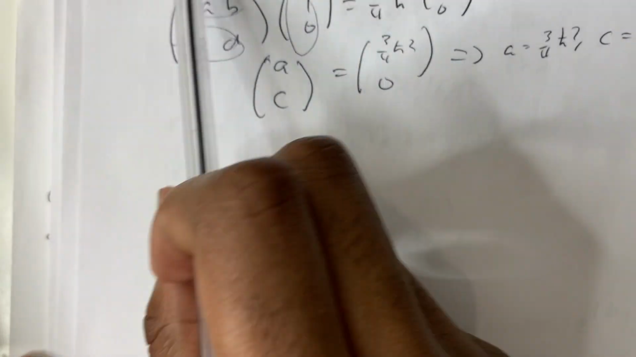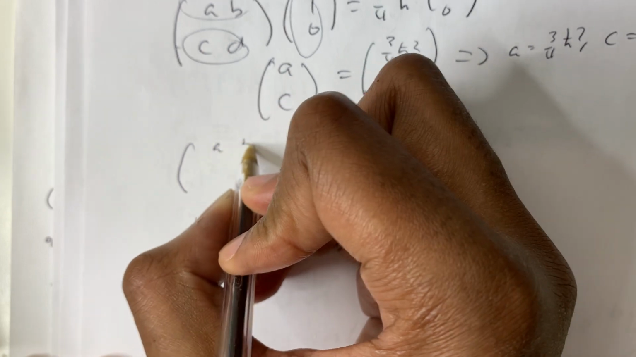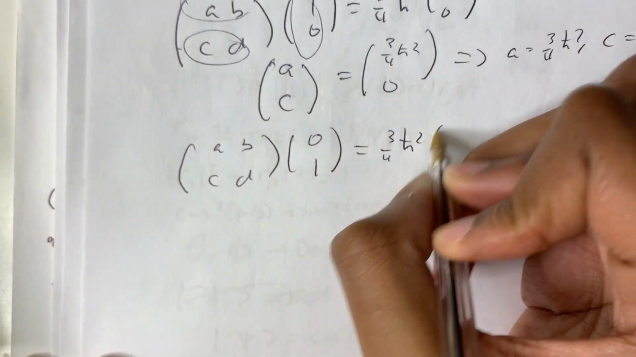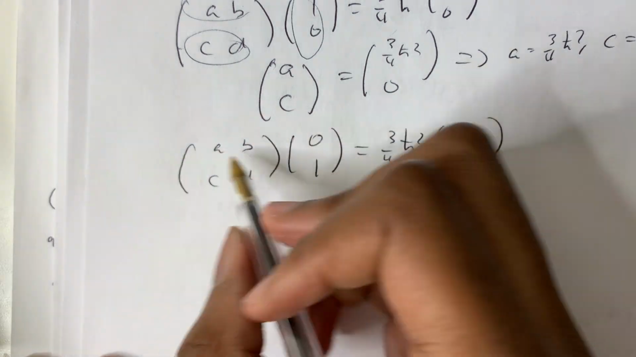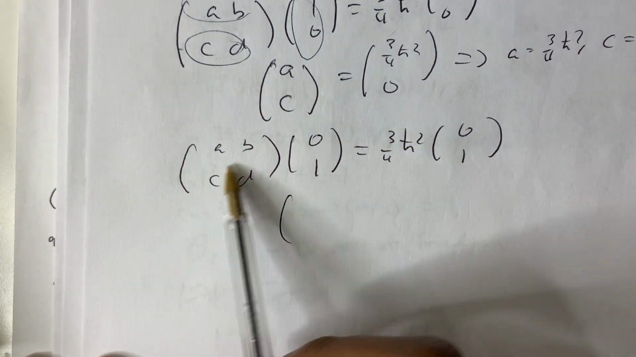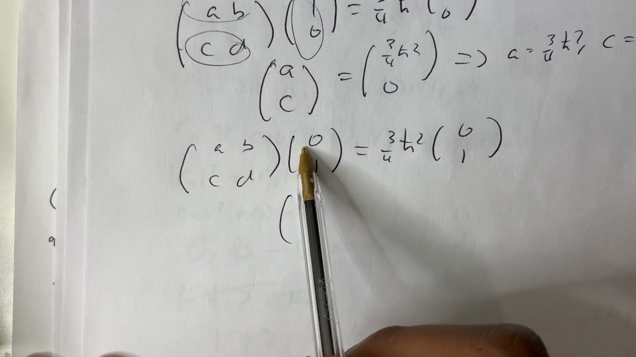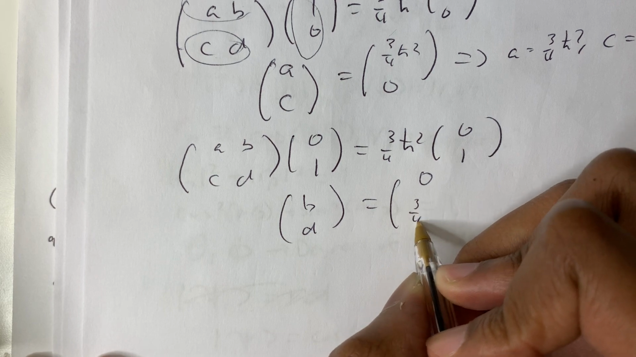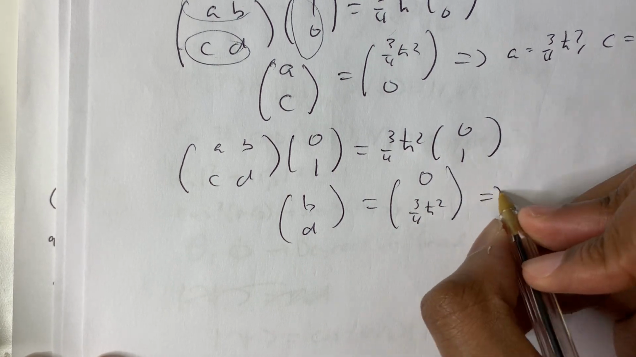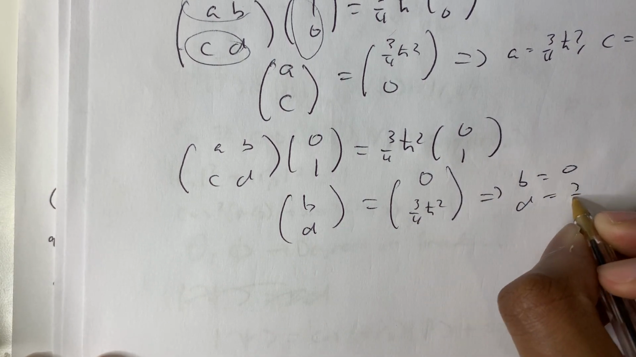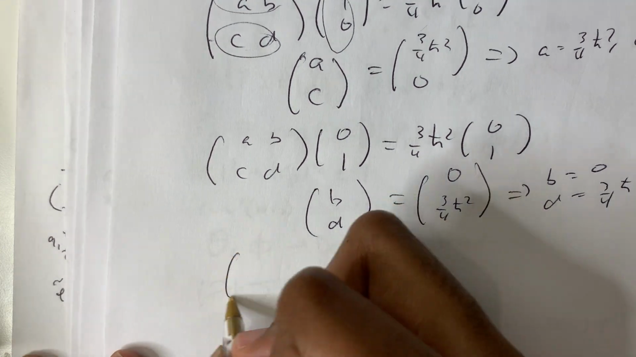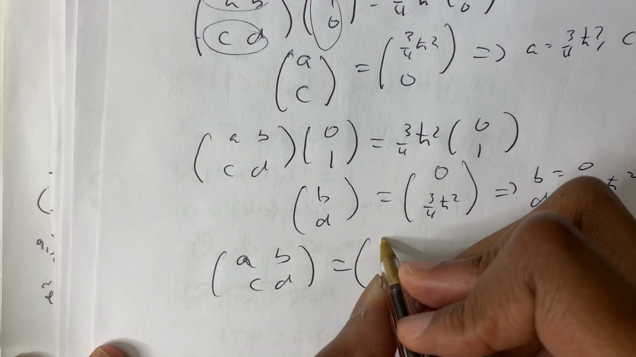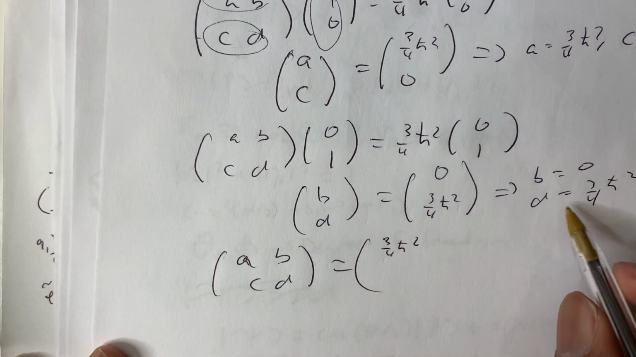What about the spin down state? We have A, B, C, D acting on (0, 1) giving us 3 over 4 h bar squared times (0, 1). Doing the matrix multiplication, we get (b, d) equals (0, 3 over 4 h bar squared), implying that b equals 0 and d equals 3 over 4 h bar squared. So the matrix A, B, C, D has a equal to 3 over 4 h bar squared, and c is 0.